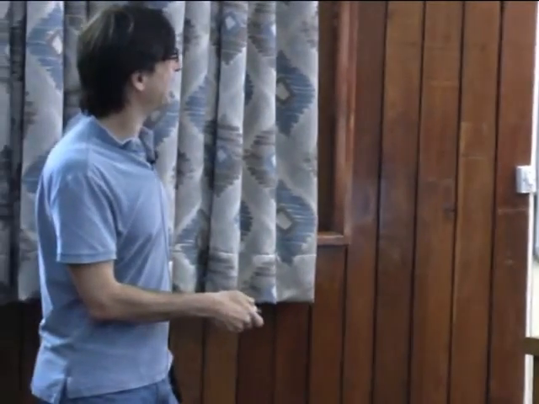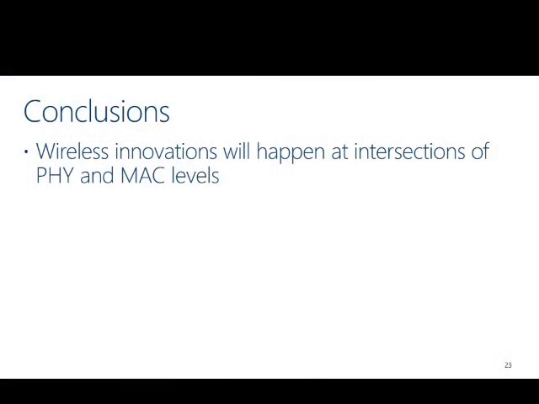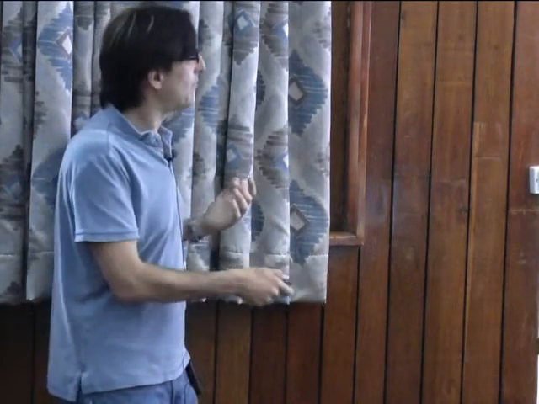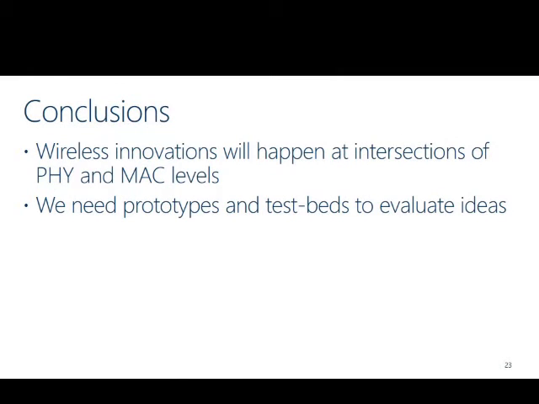Okay, so that's the last bit. Conclusions. Basically, wireless innovations happen and will still happen in this intersection between PHY and MAC layers. You have white spaces or other types of spectrum you might use. You want to do sensing there. You need blocks to do that. You want to go to 60 gigahertz. You have different issues there. So you want to do these interactions. There are new standards coming, new challenges, and that's why you can do these innovations in software radios. And we need prototypes and test beds to better evaluate these ideas.